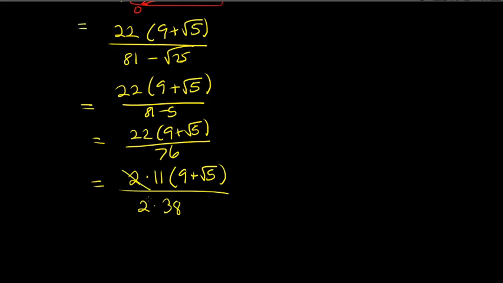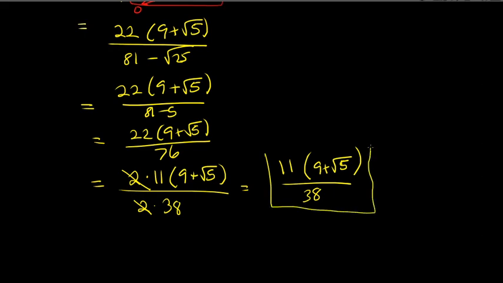So we can cancel the 2's. 2 divided by 2 is 1. And so we have our final answer, 11 times 9 plus the square root of 5, sorry, that's a 5, divided by 38. Nothing else cancels here. You can't cancel from inside the parentheses, so I'm perfectly fine with this.